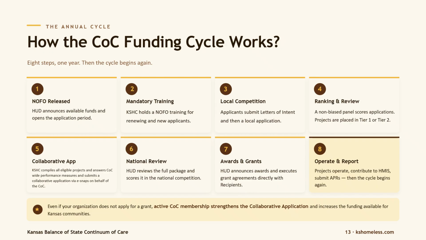This application also includes system performance data, regional coordination strategies, housing inventory, gaps in services, and alignment with federal goals. Step 6, the Department of Housing and Urban Development reviews the full package in the national competition. Step 7, they announce awards and execute grant agreements directly with recipients. Step 8, recipients operate projects, serve participants, contribute to the Homeless Management Information System, and submit annual performance reports. Then the cycle begins again.